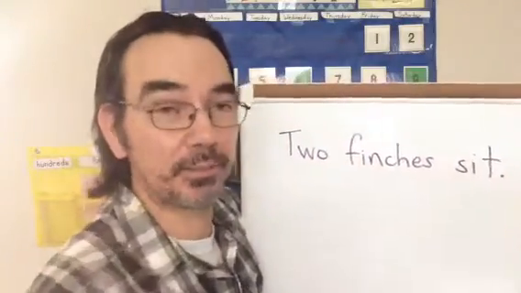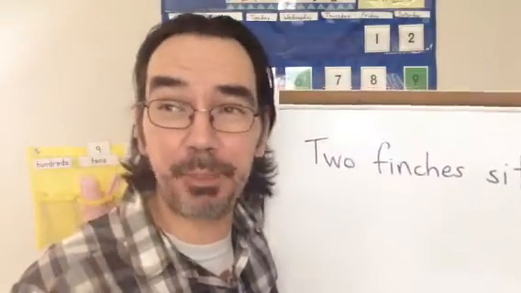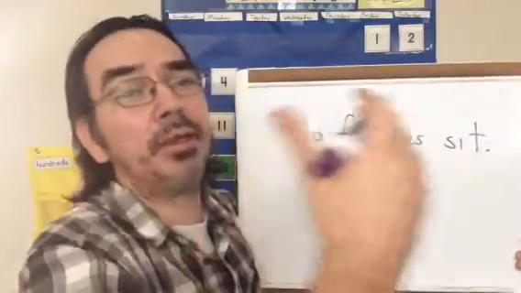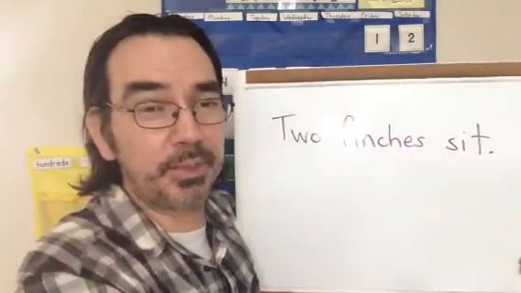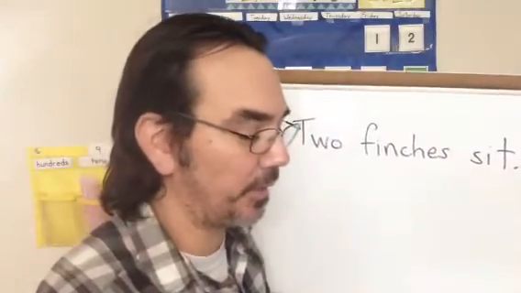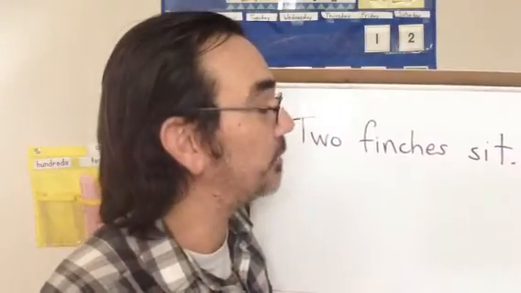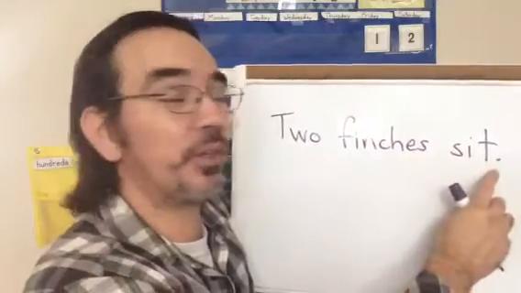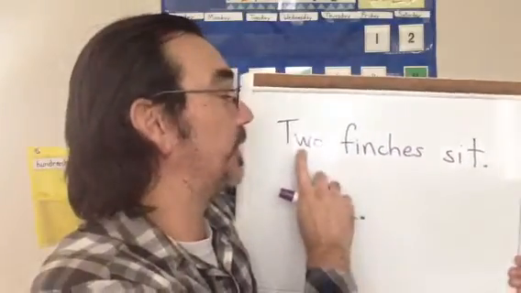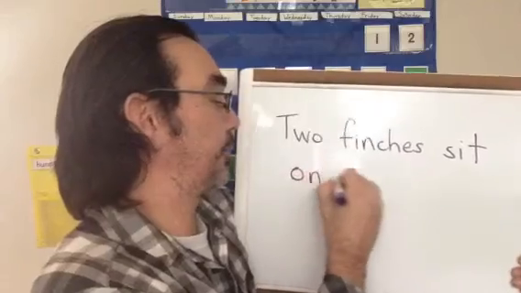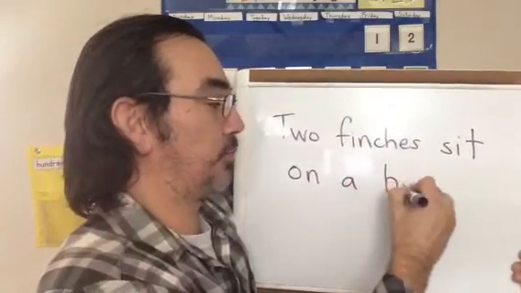Naming, telling. Now, we have that sentence, but it's always awesome when we go a little bit further with our explanation. So we could say two finches sit, and that's fine, but we can even go a tad bit further in telling where. We don't have to end the sentence here. We can say two finches sit on a branch.